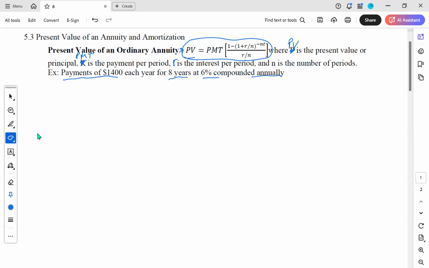And like I said, I know I didn't find it here, but we're going to find out what the present value is. We want to know how much we would have to put down right now that would equal the payments of $1,400 each year for 8 years at 6% compounded annually. So we are trying to look for the present value. Okay, equals our PMT. I'm just going to write out the formula each time. 1 minus 1 plus R over N to the negative NT all over R over N.